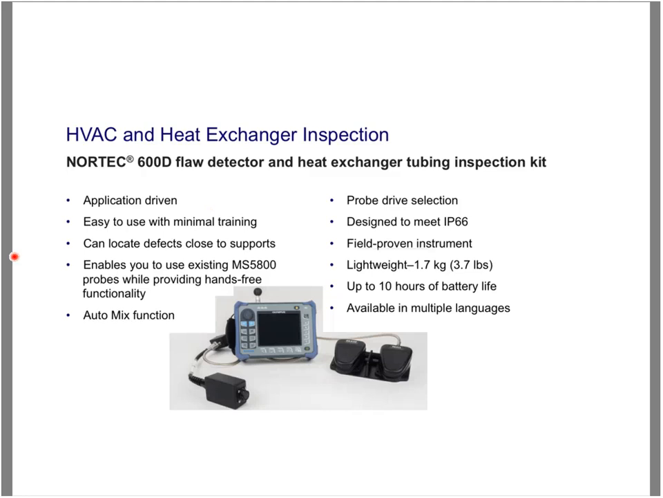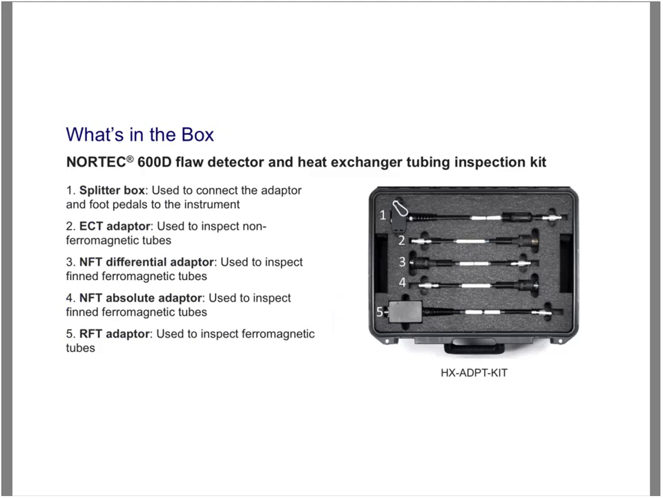Okay. Now, what do you get in the kit? So what's in the box? So in the box, we have the splitter box, which is used to connect the adapter and foot pedals to the instrument. We have an ECT adapter, which is used for non-ferromagnetic tubes.